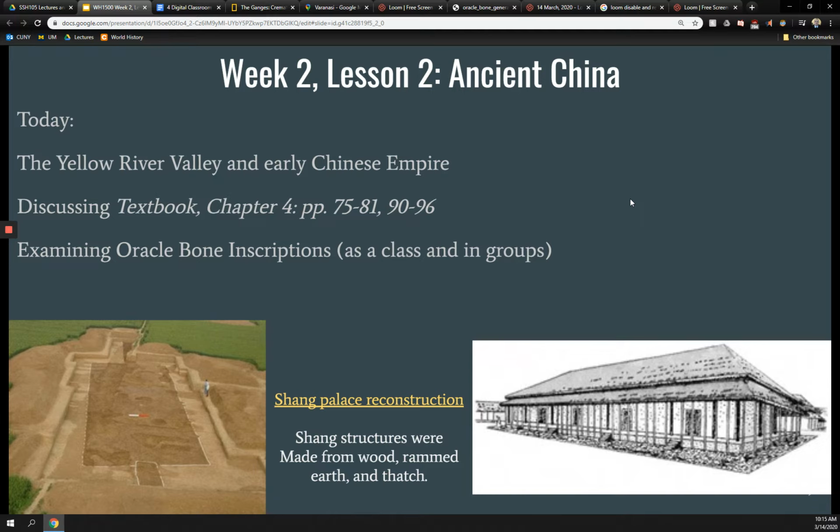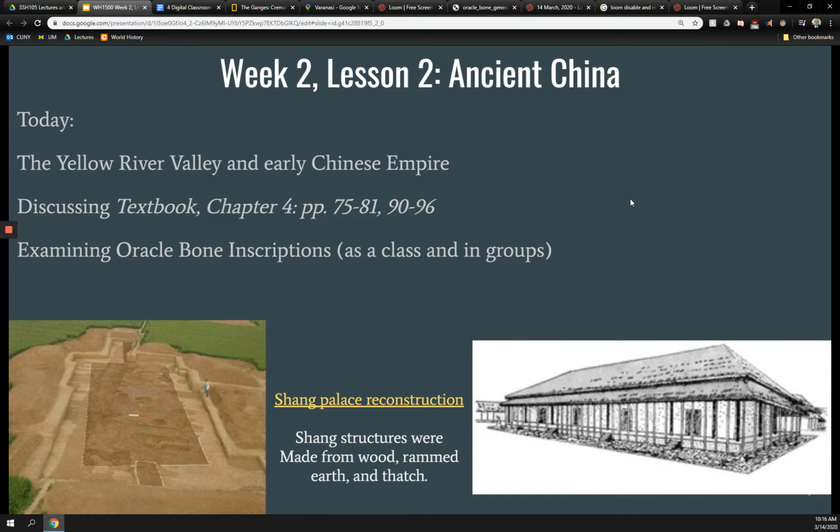Some of these places in Mesopotamia may have had concepts of empire as well. We'll be talking about the textbook, chapter 4, page 75 to 81 and 90 to 96, and also some of the gaps in that. And what I was going to have you do in class, but I'll do a little bit here for you, is we're going to look at some oracle bone inscriptions. Normally, as we continue, I'll probably have you look at some of these primary sources, but because we're in the middle of the break here, I'm not going to have you do this on your own. But we'll look at some oracle bone stuff here as we continue.